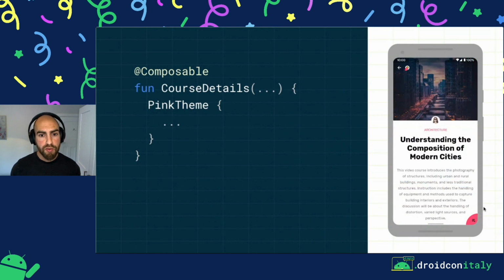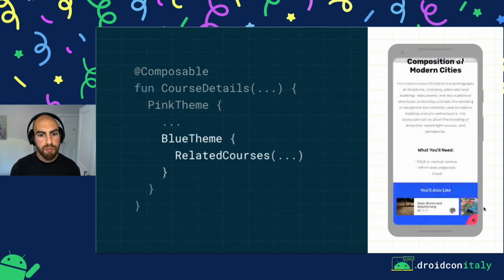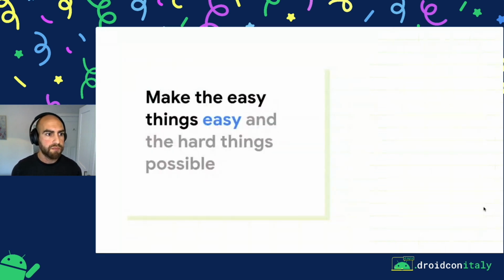What's more, you can also overlay or nest themes. So in this screen, for example, we have this mostly pink look and feel, but there's this section at the bottom which links out to some related content, which uses a blue look and feel. So you can just nest the themes inside, and any components within that area will then pick up that styling, which is pretty handy. So those things are achievable.